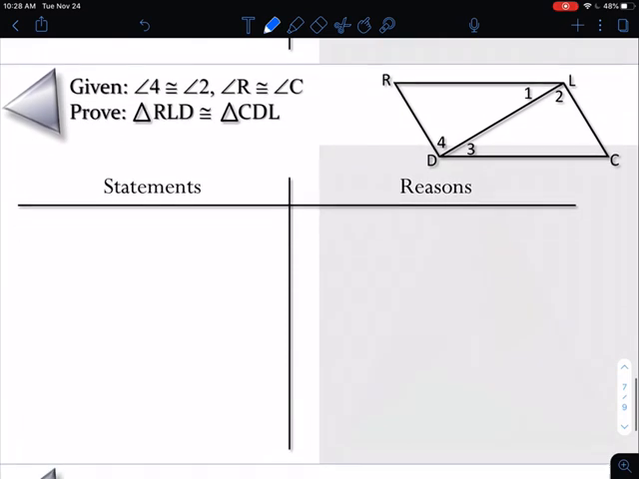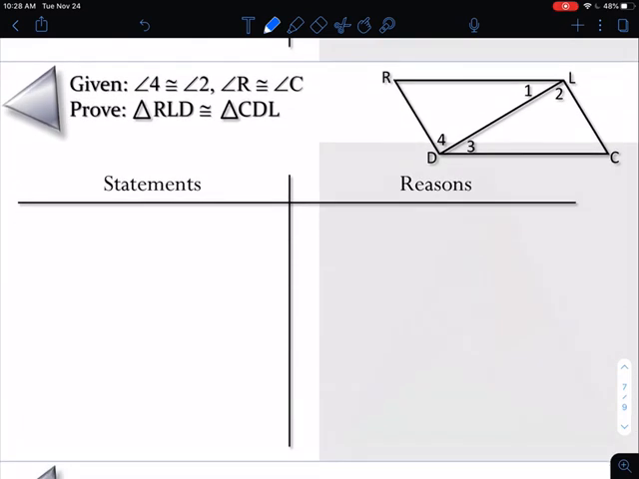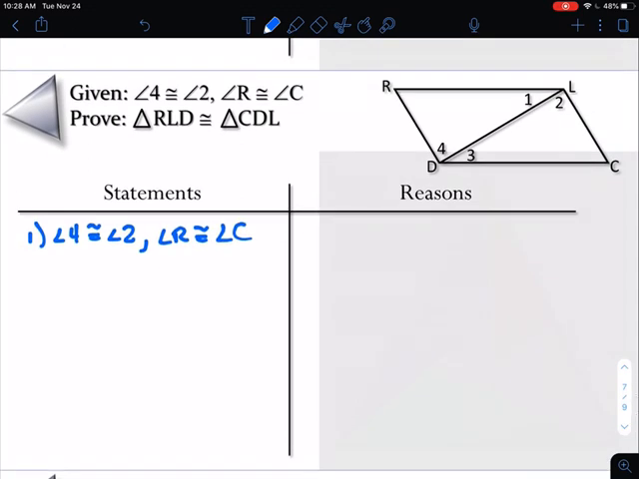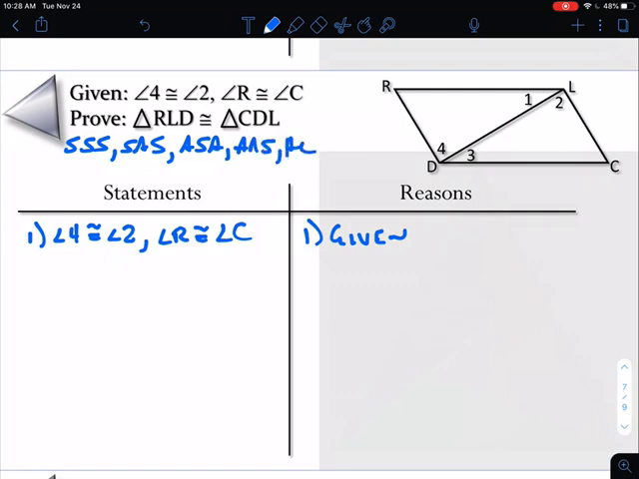If I look at the second example here, in my next one, it says angle 4 is congruent to angle 2, so I write that down. Angle 4 congruent to angle 2, and then it says angle R is congruent to angle C. And so in this case, I'm looking at the picture, and again, I have 5 options to choose from: SSS, SAS, ASA, AAS, and HL, which again, I don't see a right angle anywhere, so I'm going to go ahead and get rid of HL right away.